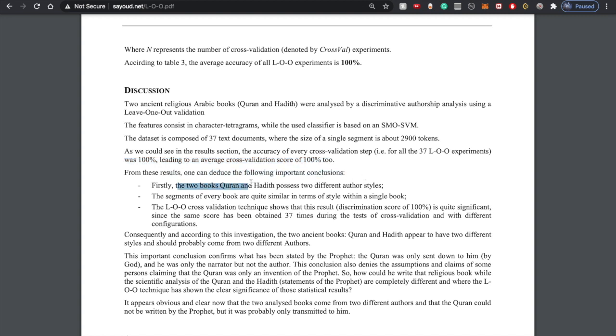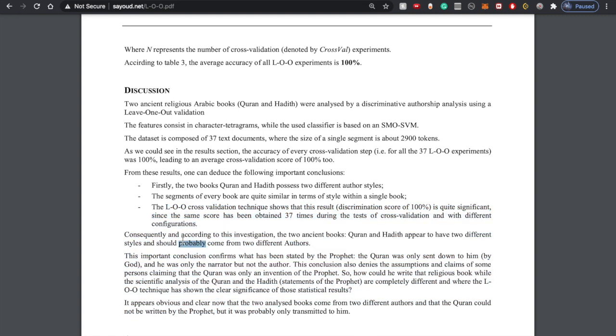First, the two books, Quran and Hadith, pose two different author styles. Two, the segments of every book are quite similar in terms of style within a single book. And three, the cross-validation technique shows that this result is quite significant since the same score has been obtained 37 times during the test of cross-validation and with different configurations.